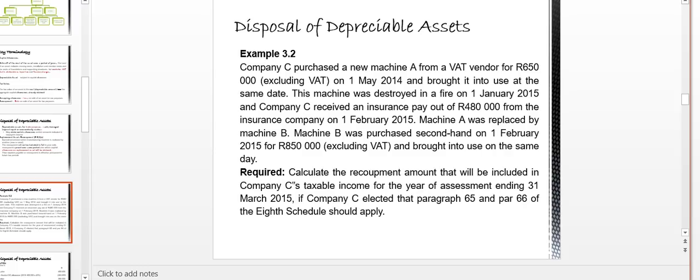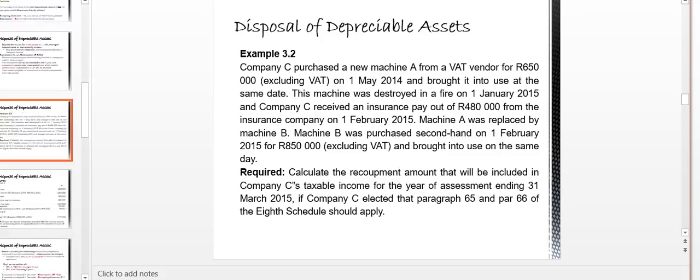What we want to do is calculate the recoupment amount that will be included in Company C's taxable income for the year of assessment ending 31 March 2015. Company C elected that paragraphs 65 and 66 of the 8th Schedule should apply. That relates to your recoupments. Okay, so let's have a look.